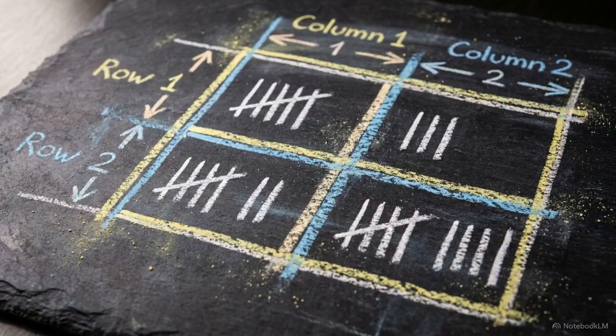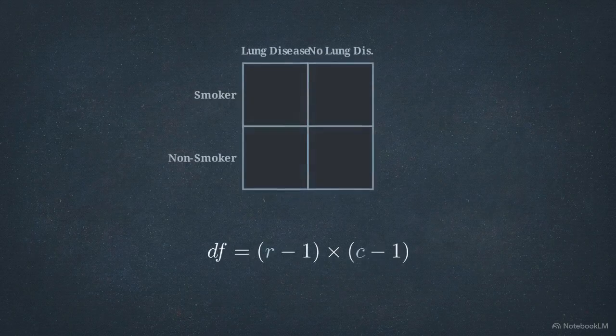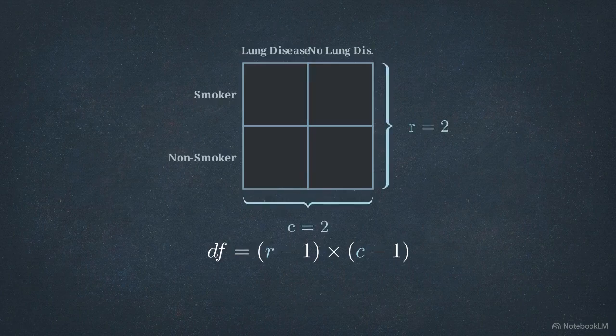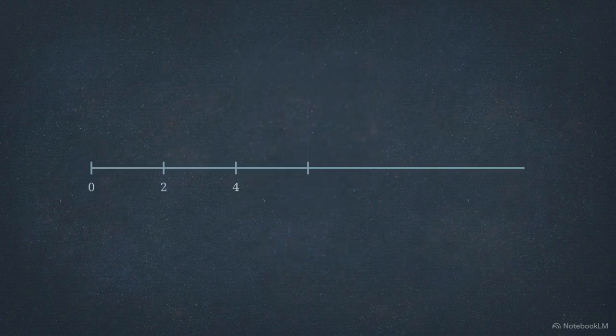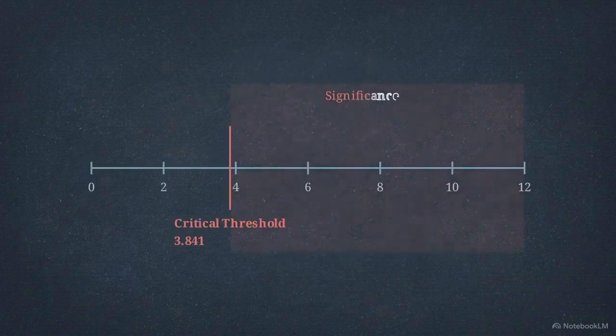The degrees of freedom formula for a test of independence requires a different mechanical approach. It is calculated as the number of rows, minus 1, multiplied by the number of columns, minus 1. For our 2x2 table, that translates to 2 minus 1 multiplied by 2 minus 1. Our degrees of freedom is exactly 1. With 1 degree of freedom, the highly stringent critical table value is 3.841.